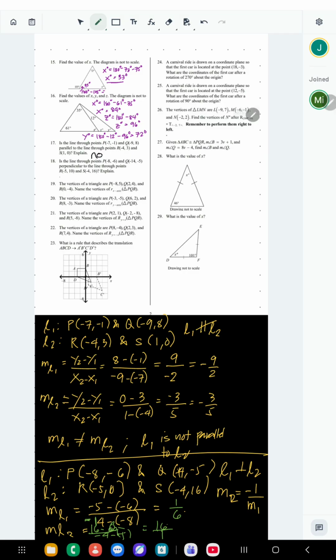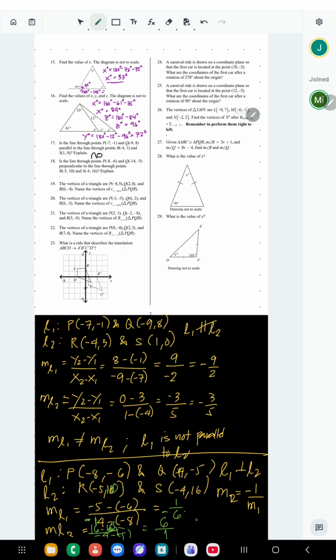I'll check the points again. So points are negative 8, negative 6, negative 14, negative 5, negative 5, 10. It's 10, it's not 0. Then negative 4, 16. So this should be 10. So this is 6. Not bad. So this is 6 over 1. This is negative 1, 6.